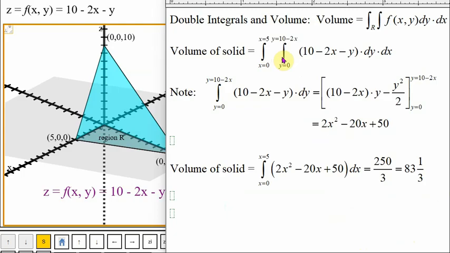And so the volume of the solid will be this integral, where the inside integral is 2x squared minus 20x plus 50. If we evaluate this integral from x equal to 0 to x equal to 5, we end up with 250 over 3, which is 83 1/3. And recall that a few moments ago, when we used the cross-section method to find the volume of the solid, we also got 250 over 3. And that's the end of the video.